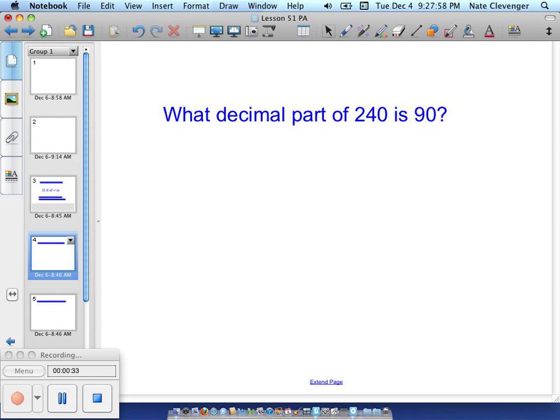So solving this, what decimal part of 240 is 90? We're going to use the abbreviation WD for what decimal. So what decimal part of means times 240 is 90. We're just writing that out in numbers and symbols, just like we did our F times of equals is. Now we have multiplication between our variable and our 240.